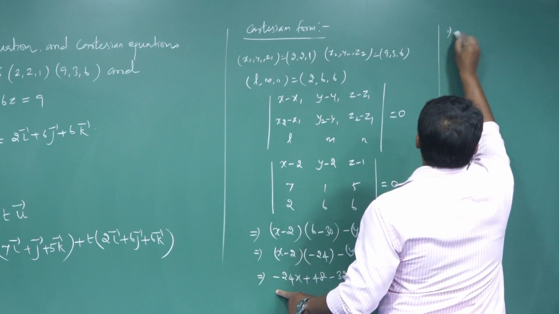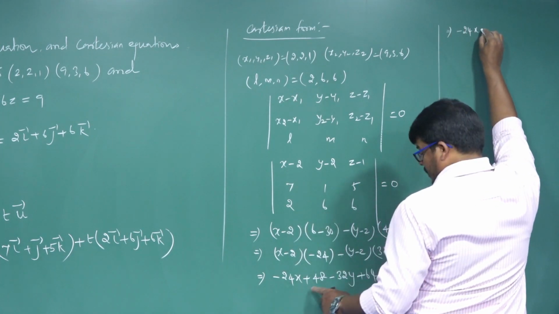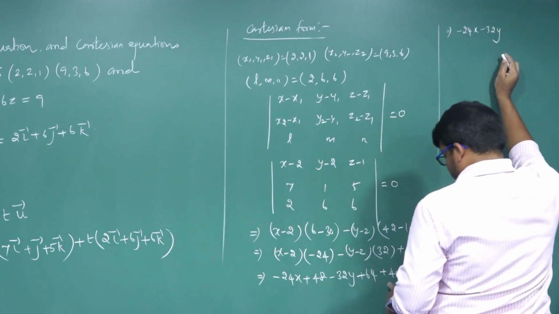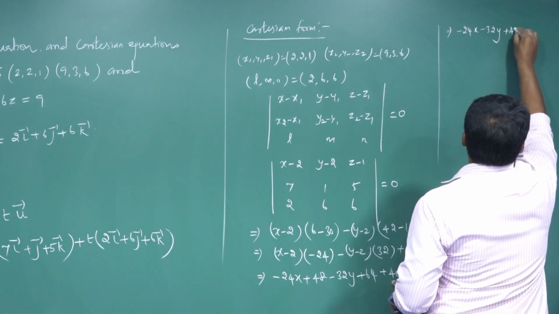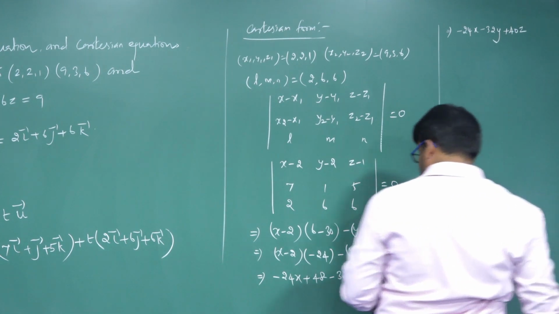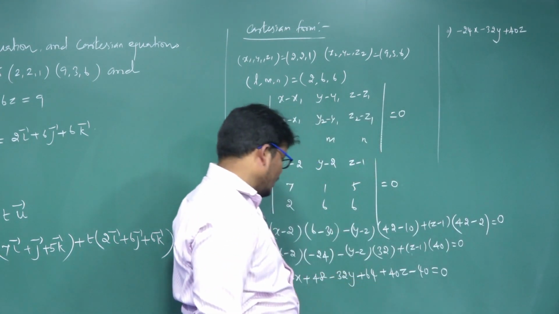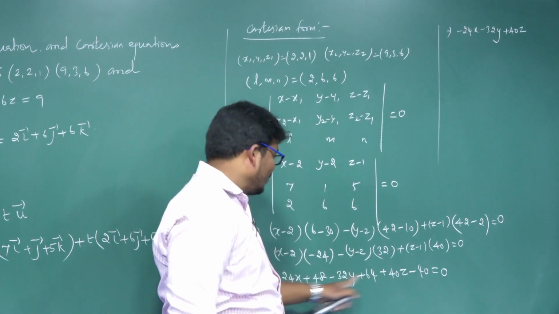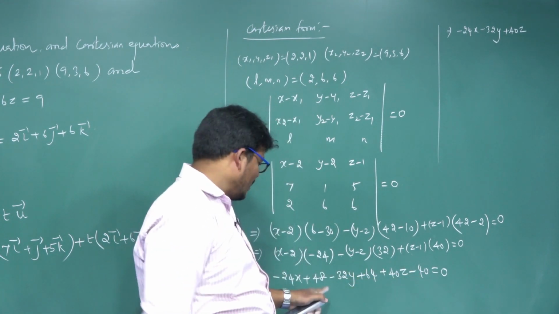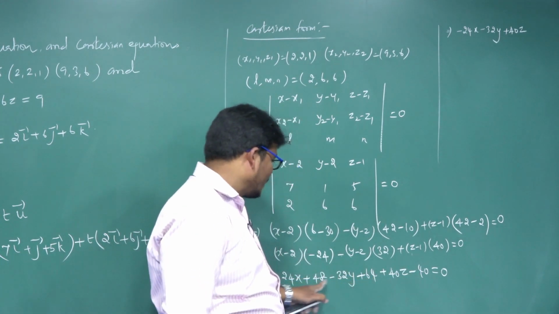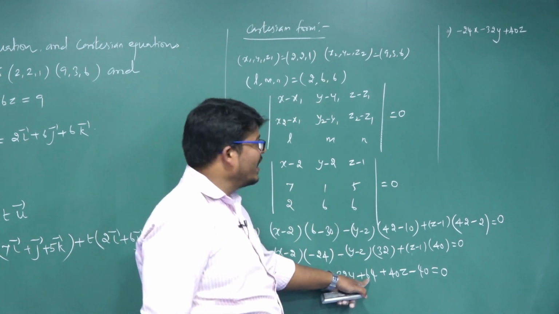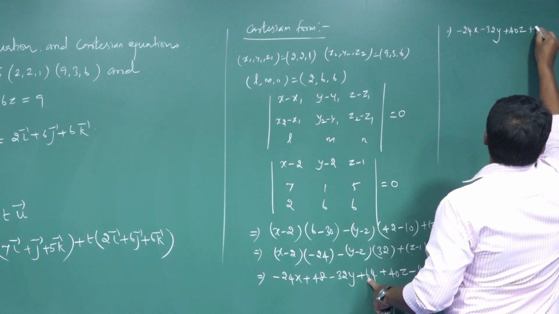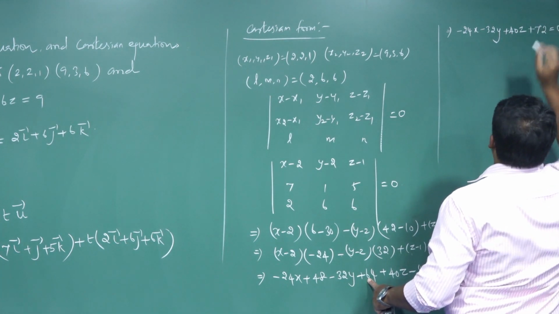That implies minus 24x minus 32y plus 40z, and the next one, the constant term: 48 plus 48 minus 48 minus 48 plus 8, 64 plus 8, that is plus 72, equal to 0.